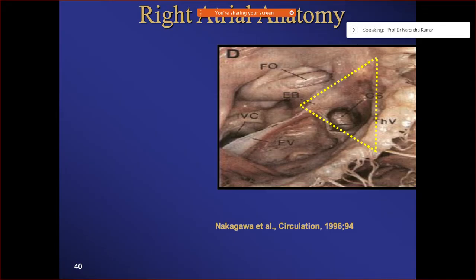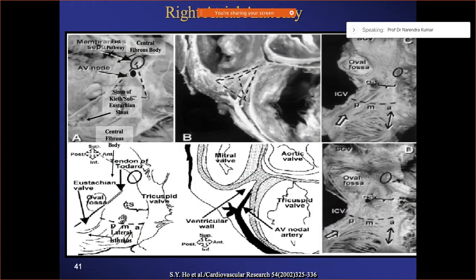As I already showed you in the previous slide, the triangle of Koch has one face made up of the tricuspid annulus, another the tendon of Todaro, and last the base of the CS os. And at the tip of the triangle is the AV node. Thus, electrophysiologists have to keep in mind where they are ablating and how far they are from the AV node. It's a detail that really matters, so that's why I'm trying to show you the different aspects as well.